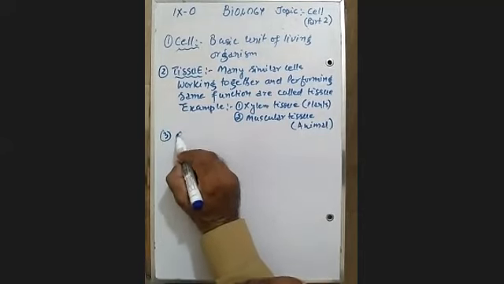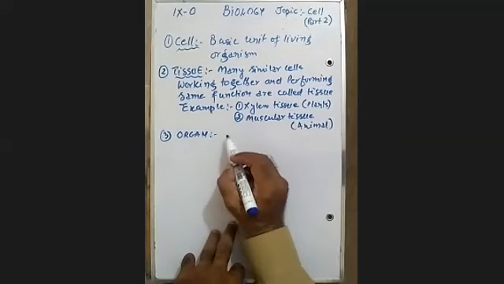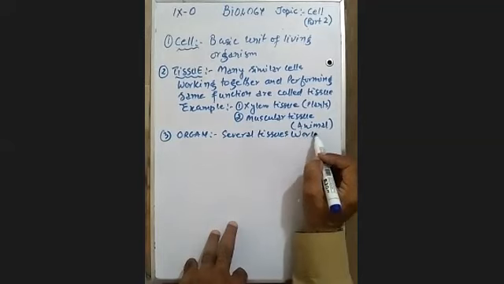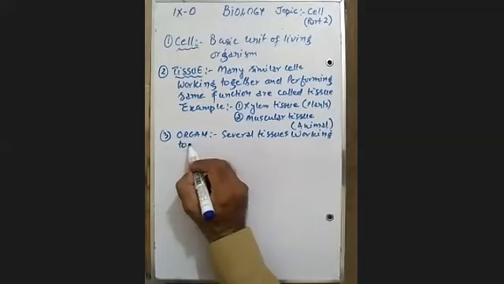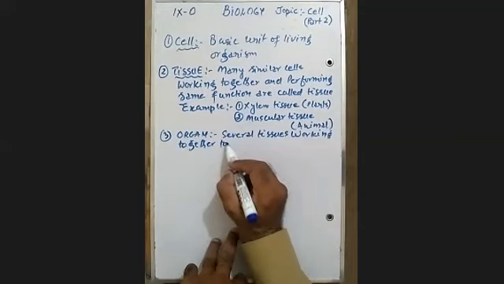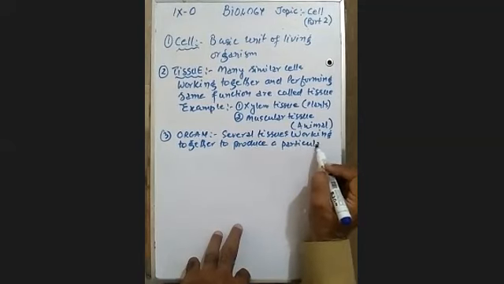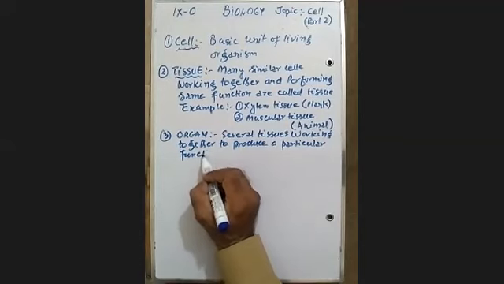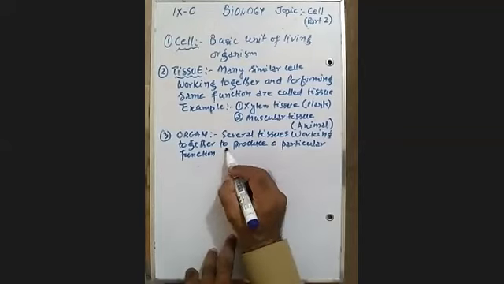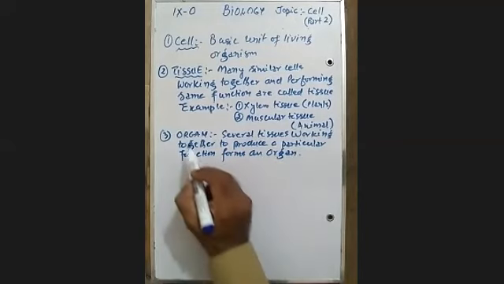Number three, what are organs? Several tissues working together to produce a particular function form an organ. Is it clear? Now, this was about the organ.